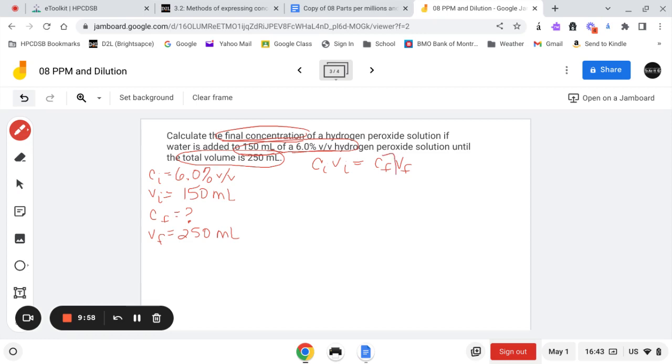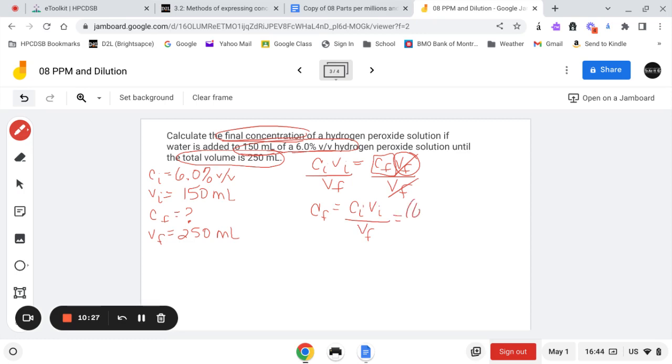Now I want to solve for CF, and I've got to take VF out of the equation. So what I'm going to do is divide both sides by VF, which allows me to cancel out the final volume on that right side. And then I'm just going to rewrite this: CF equals C initial times V initial divided by final volume. And I'm going to sub it in.